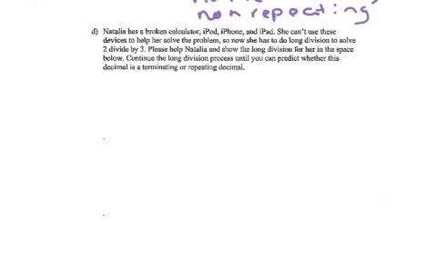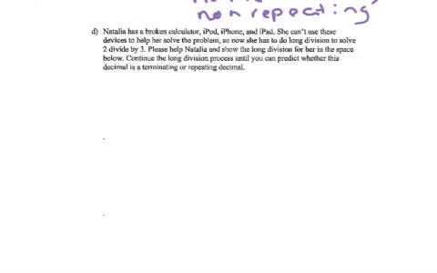Now, if you look at part D, it says Natalia has a broken calculator, iPod, iPhone, and iPad. She can't use these devices to help her solve the problem, so now she has to do long division to solve 2 divided by 3. I know you guys forget how to do long division, and let's try it out. It says continue the long division process until you can predict whether this decimal is terminating or repeating. Long division really is not that bad.